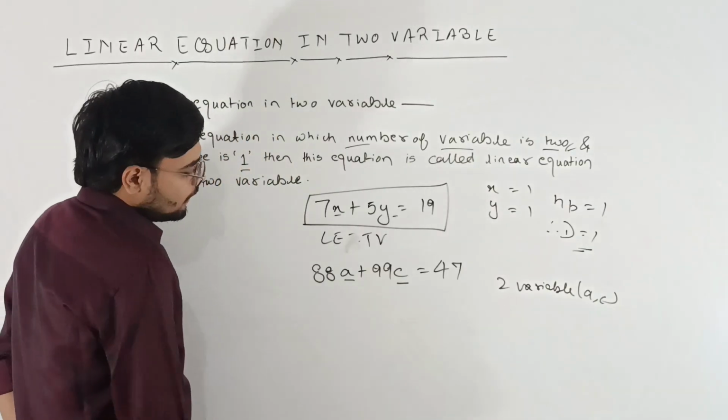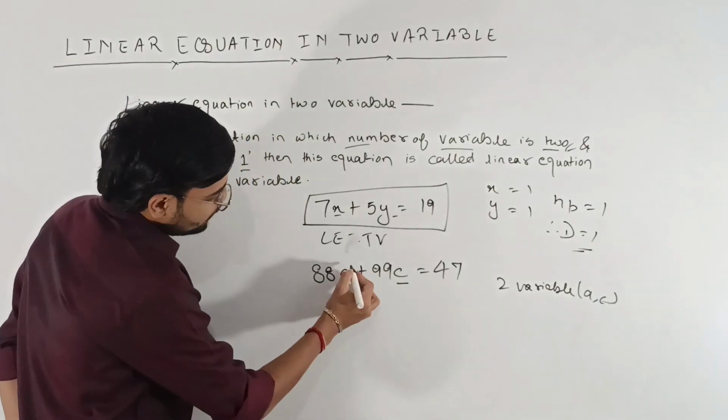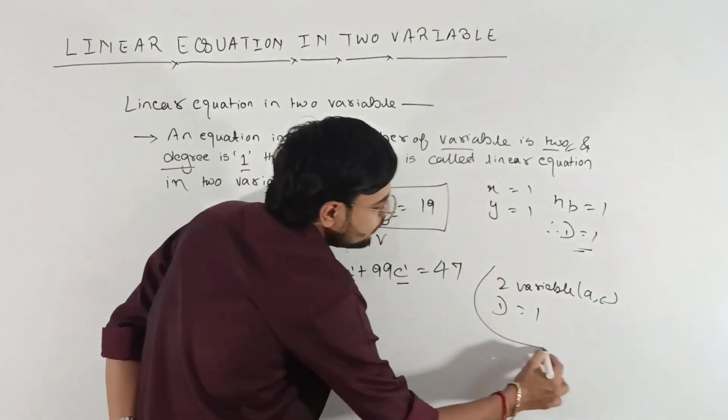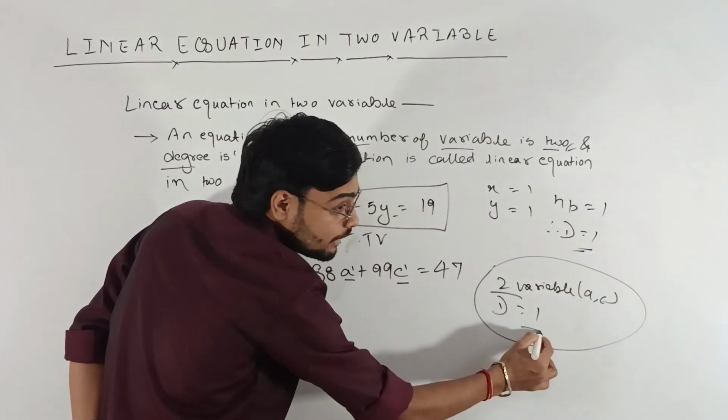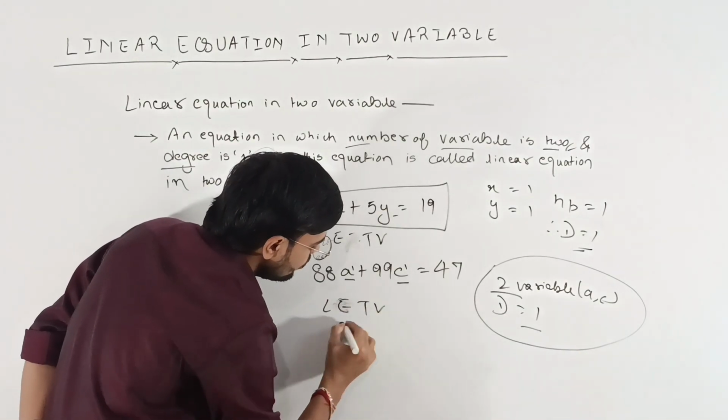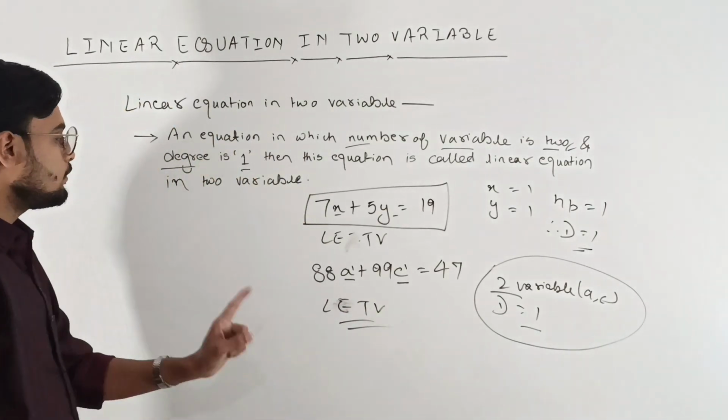Now we have to check the degree. For degree, the highest power of the variable: this is 1, this is 1. Therefore the degree is also 1. Now both our criteria are fulfilled, two variables and degree 1. Therefore this is a linear equation in two variables. Understood? Let's see one more example.